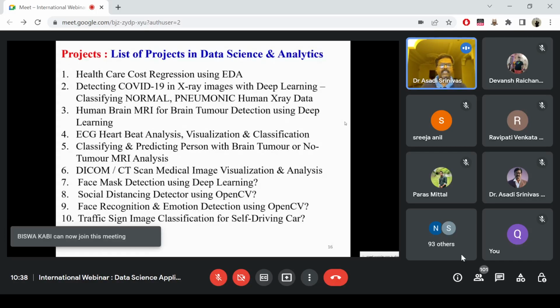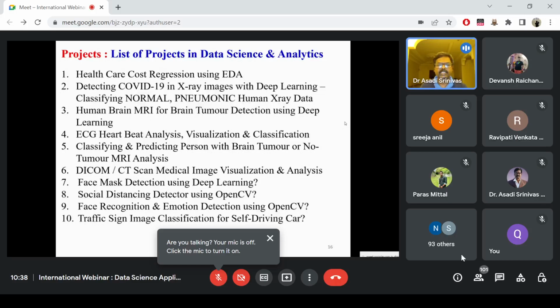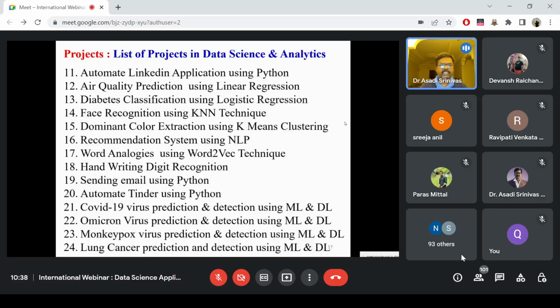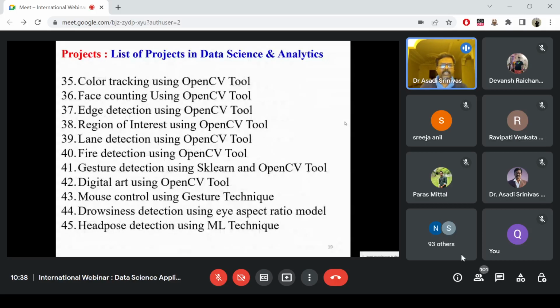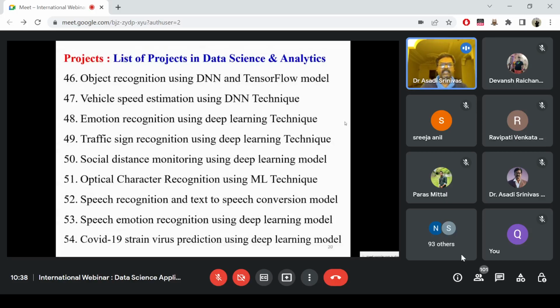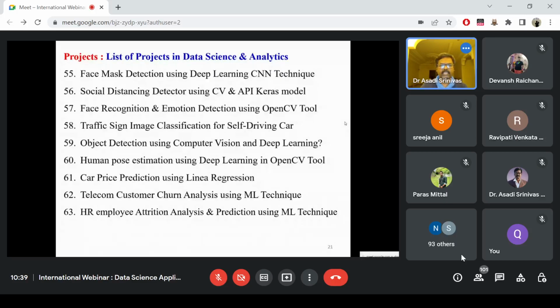These are the projects I have executed in my data science research laboratory with my colleagues and with my research scholars. Nearly 63 projects we have executed by using various libraries. See here, object recognition using DNN and TensorFlow model. So I am going to show you a minimum of 5 to 10 applications today.